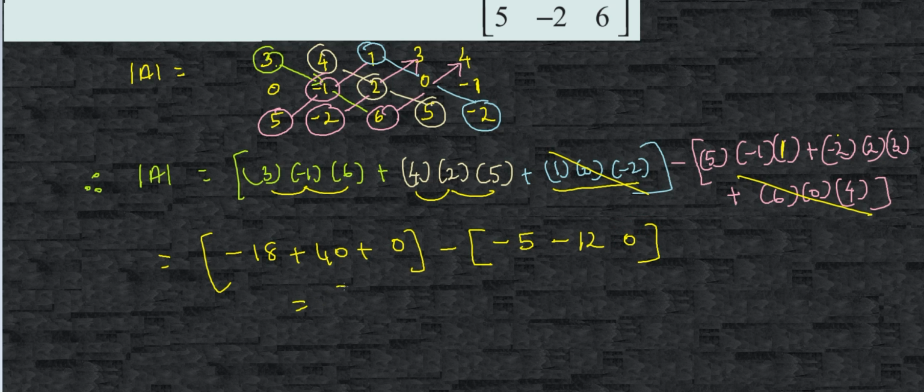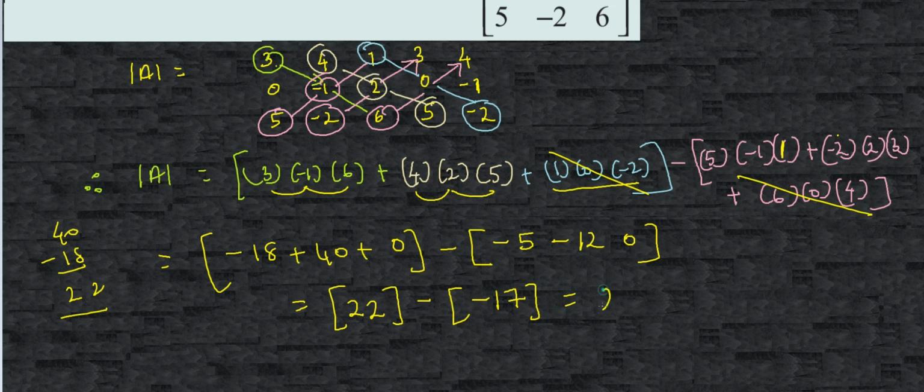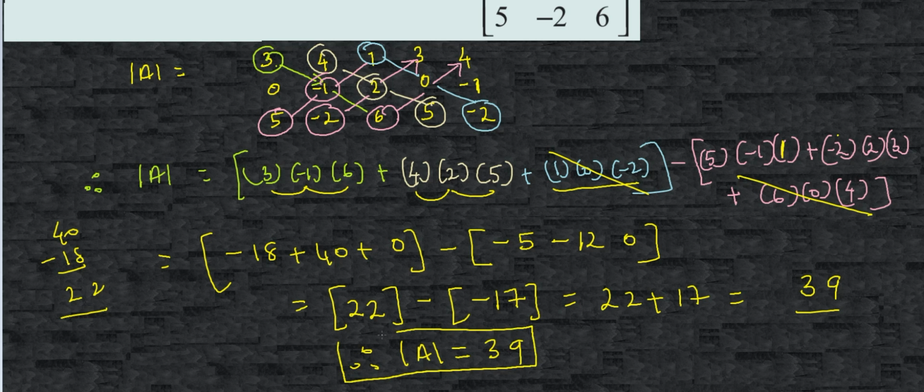So this is equal to 40 added with negative 18, which is 22. Negative sign. Negative 5 added with negative 12 would give me negative 17, which is nothing but 22 plus 17, which is equal to 39. So therefore, the determinant value by Sarrus rule gives me an answer of 39.